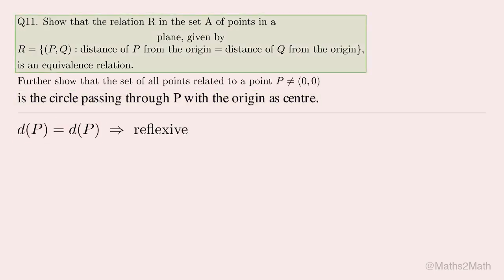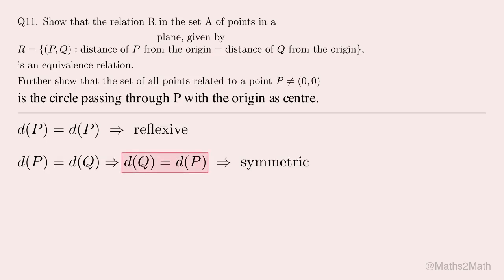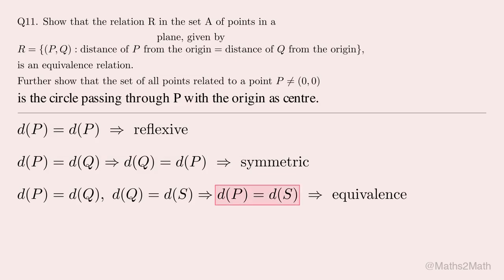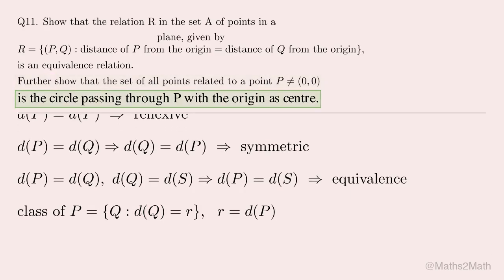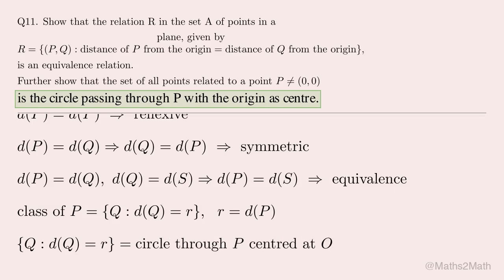Write d of P for the distance from the origin. Every point matches its own distance. Reflexive. Equal distances are equal in either order. Symmetric. And equality chains through a middle point. Transitive, an equivalence relation. Now fix P at distance R. The points related to P are exactly those at distance R. And that set is the circle of radius R centered at the origin, the circle through P.